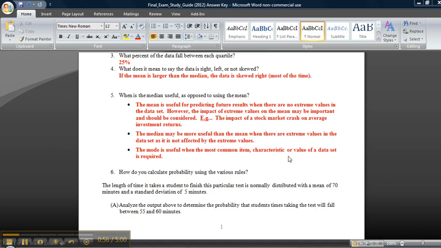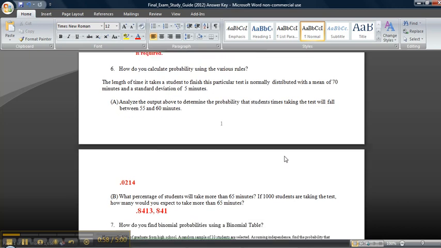Number 6, how do you calculate probability using various rules? Here's an example. It says the length of time it takes a student to finish this particular test is normally distributed with a mean of 70 minutes and a standard deviation of 5 minutes. Question is, analyze the output to determine the probability that students' times taking the test will fall between 55 and 60 minutes.